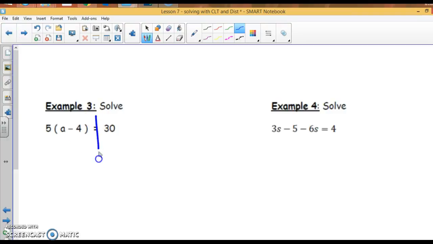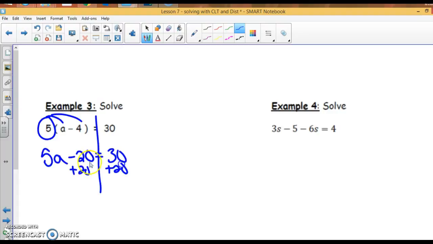Here's a distributive problem. Let's distribute first. 5 times the quantity a minus 4. 5 times a is 5a. Positive 5 times negative 4 is negative 20, so minus 20 equals 30. Now I'm at my classic two-step. Add 20 to both sides, and you have 5a equals 50. Divide both sides by 5. a is 10.